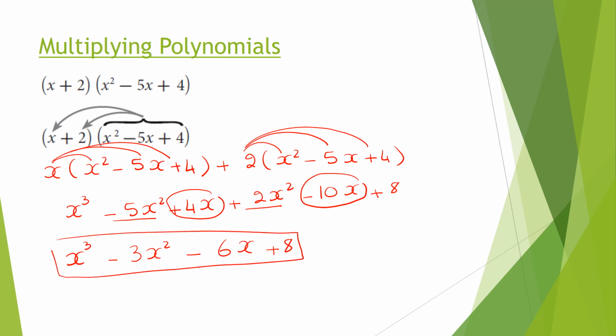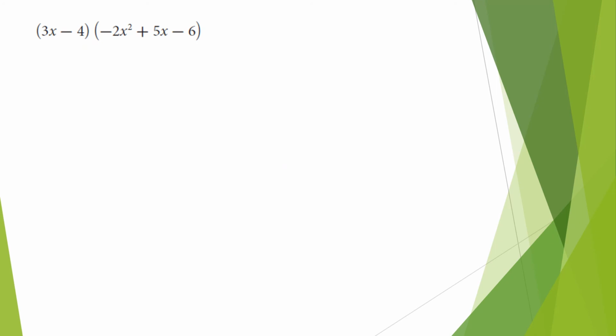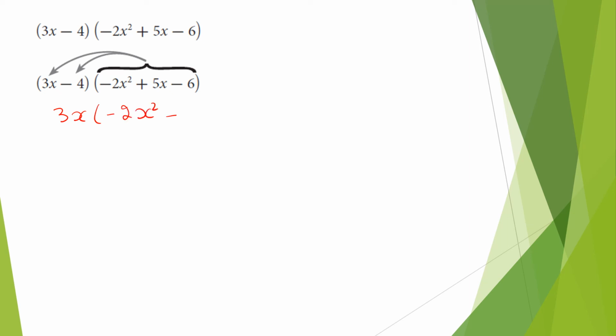Okay, 3x minus 4 times negative 2x squared plus 5x minus 6. So I'll multiply. I'll distribute first 3x, multiply the whole bracket, and negative 4 multiply the whole bracket. So 3x multiplied by negative 2x squared plus 5x minus 6. Then plus negative 4 times negative 2x squared plus 5x minus 6.